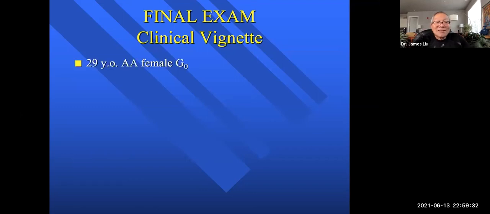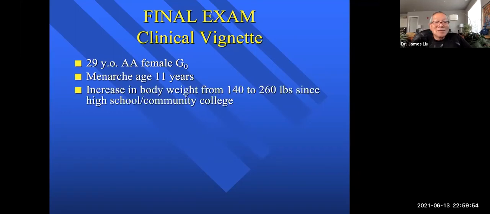So let's then go to a final exam, and we're looking at a clinical vignette. Unfortunately, we can't do as much with interaction, but it's a 29-year-old African-American female, gravida 0. Menarche began at age 11. She had an increase in body weight from 140 to 260 pounds since high school and community college.